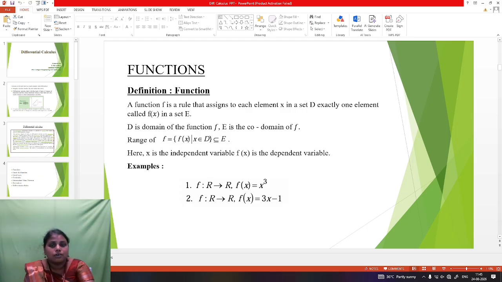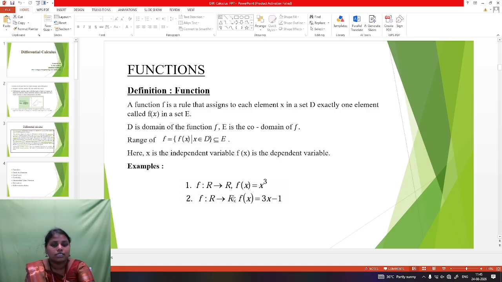Example: a function from real values to real values, f from R to R, f of x equals x power 3. Apply real values like 1, 2, 3, 4, 5 and we get the result. Functions give the result in the codomain. We apply the domain value, then we get the codomain value.